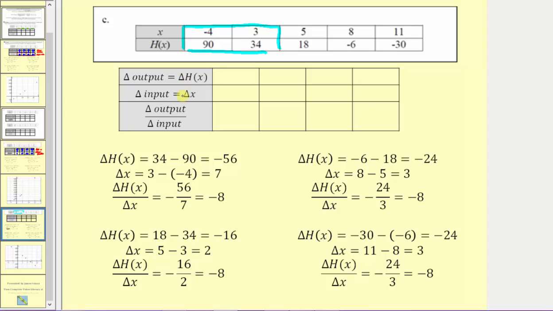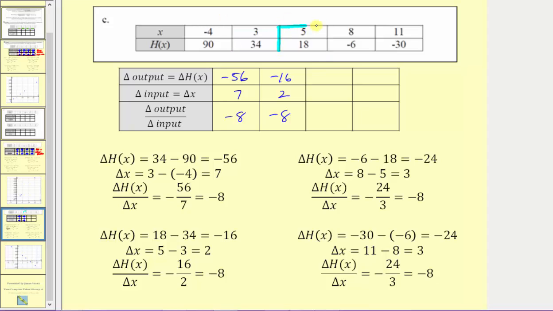So the change in the output is equal to the change in h of x, which is 34 minus 90, which equals -56. The change in the input would be the change in x, which is 3 minus -4, which is 7. So the rate of change is -56 divided by 7, which equals -8. Continuing, we now determine the rate of change between these 2 points, which I've already done here. Notice how the change in h of x is -16, the change in x is 2, the rate of change is -8. So far the rate of change is the same.